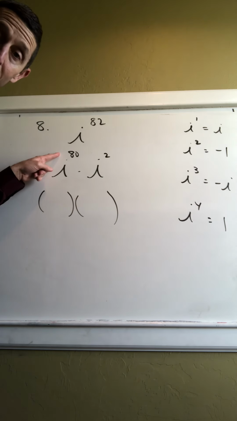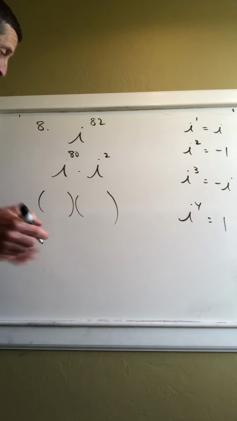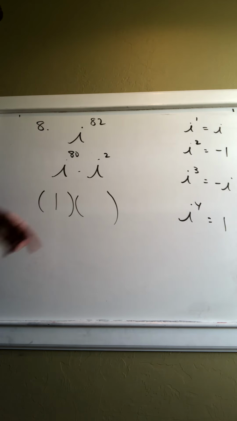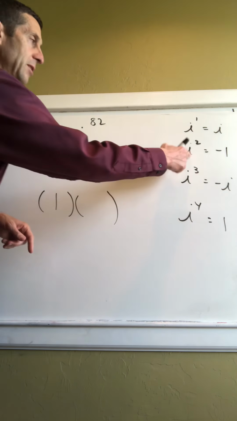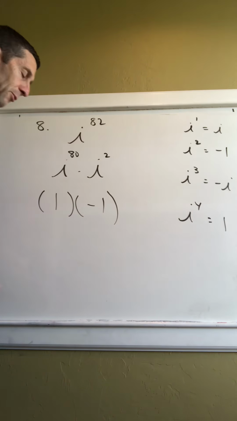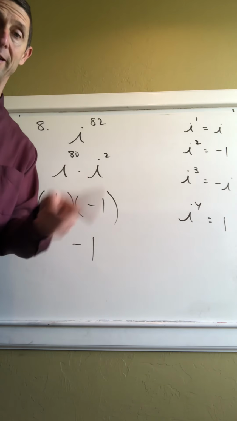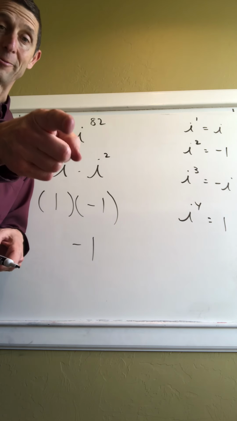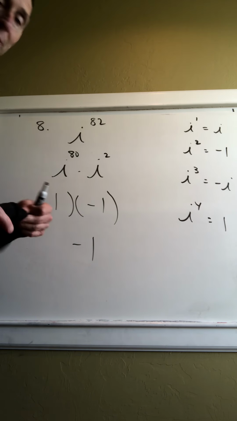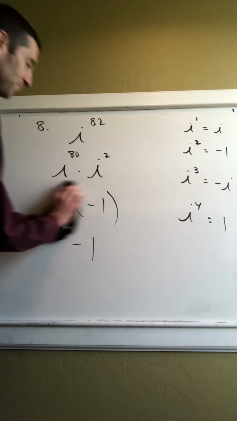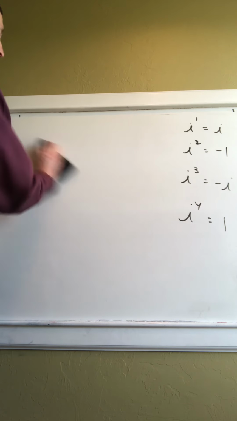This is a multiple of 4, and any multiple of 4 turns out to give you 1. I squared, we look at our list, I squared is -1. And then 1 times -1, that's my answer, -1. All right, one more Price is Right move, then we're going to do some math problems.